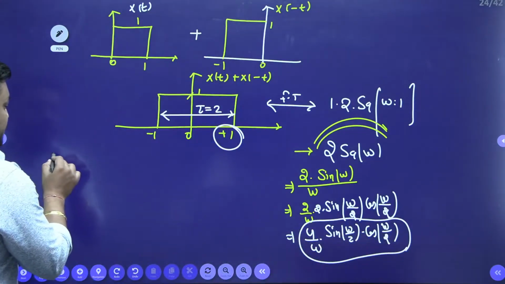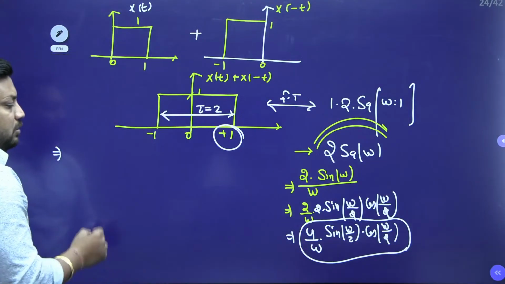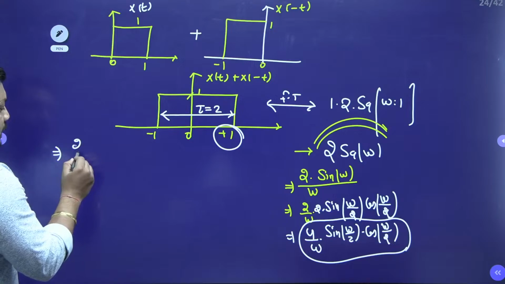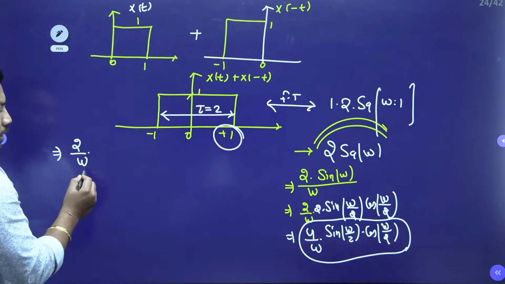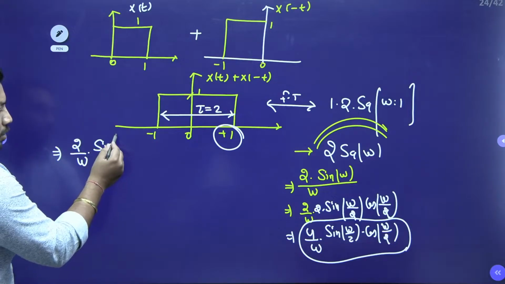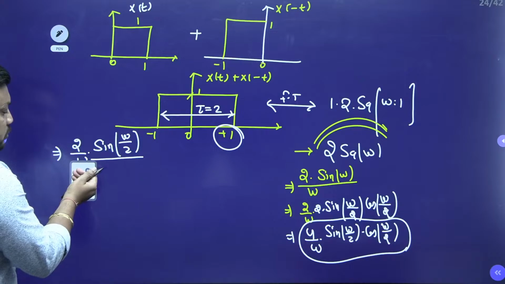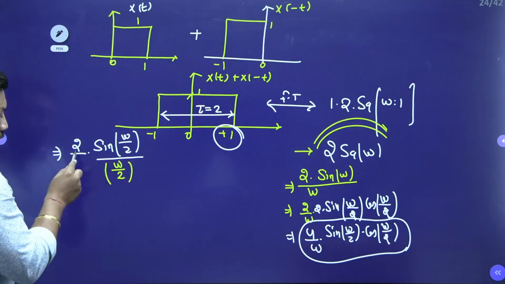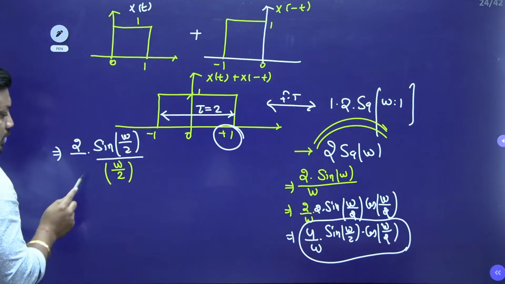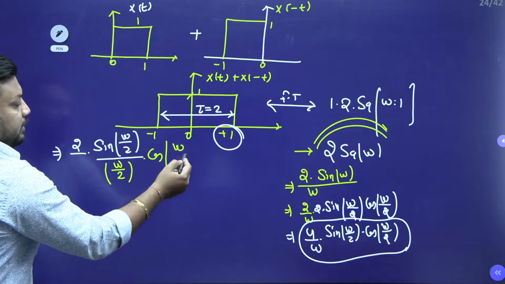Now students, in the options, the first form is converted into sampling or sinc. So I am writing like this: instead of 4 upon omega, I am writing 2 upon omega. And I am writing here sine of omega by 2 upon omega by 2, because earlier here it was 4, so 2 into 2 is 4 now, into cos of omega t as it is.